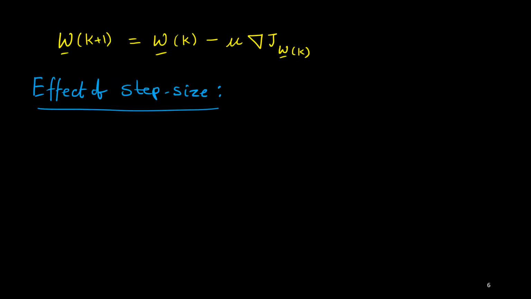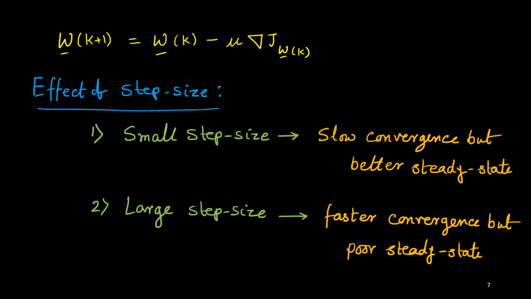So what is the effect of this step size? In short, if mu is small, for a small step size, we find slow convergence because this update is little. If mu is set low, obviously this magnitude will become low, so little will be added to the previous one, giving a little modification over the previous weight vector wk. Thus the convergence rate is slow.